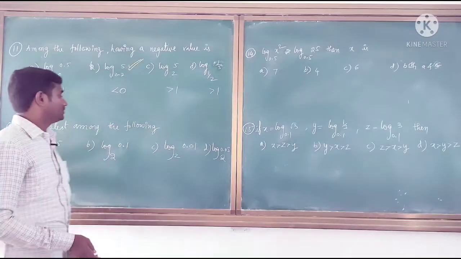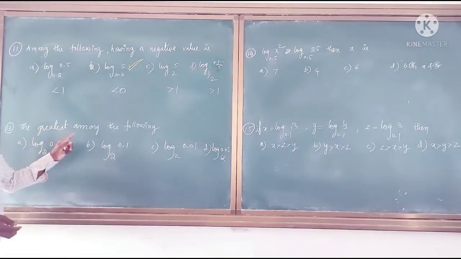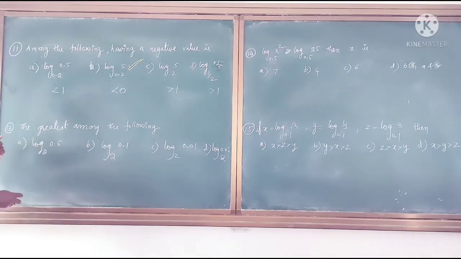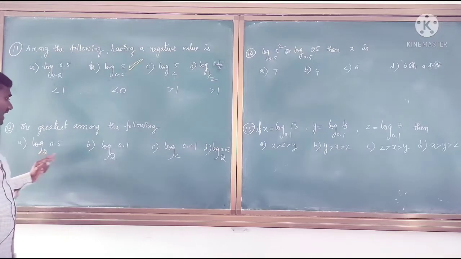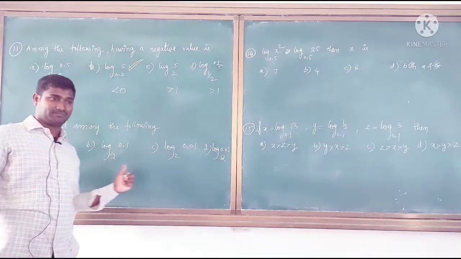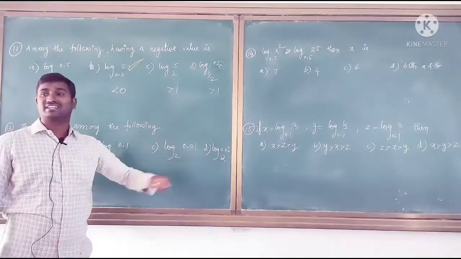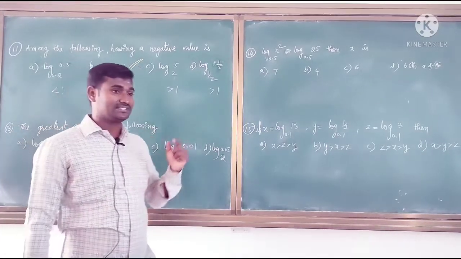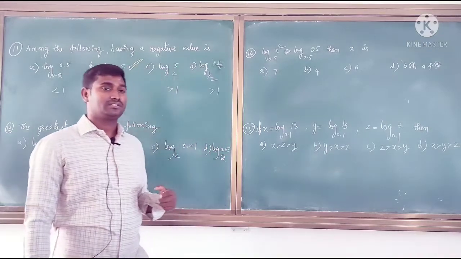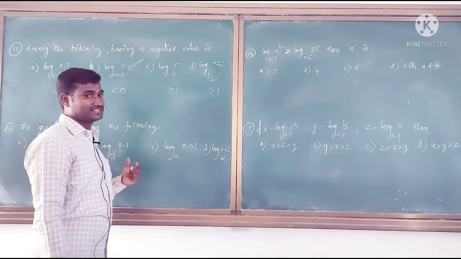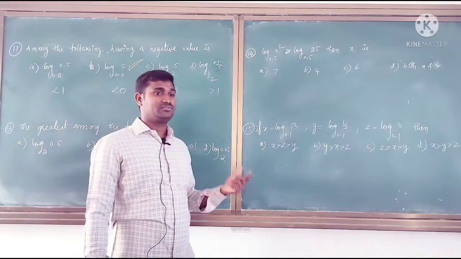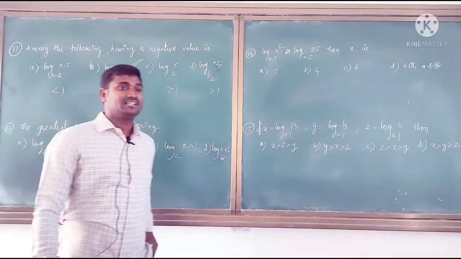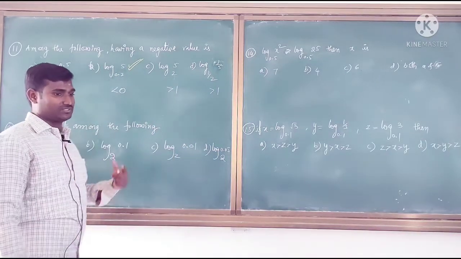Now, the greatest number among the following: what is the greatest number we need to find? If you observe, all the bases are the same, 2, 2, 2, and 2 is greater than 1. Yesterday we discussed one condition: if the base a is greater than 1 and x is greater than y, you can check the 8th condition.